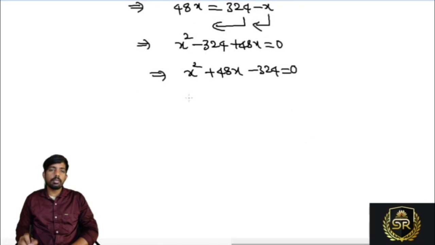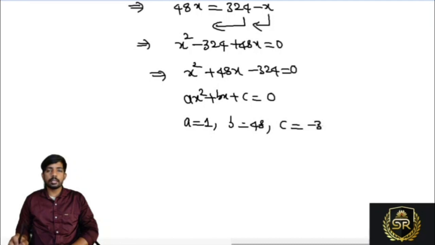Now this is in the form of ax square plus bx plus c equals 0. We can solve this by two methods: one is the factorization method, the other is the quadratic formula. In the previous problem we solved by factorization, but in this one we will solve with the quadratic formula. Here a is equal to 1, b is equal to 48, and c is equal to minus 324.